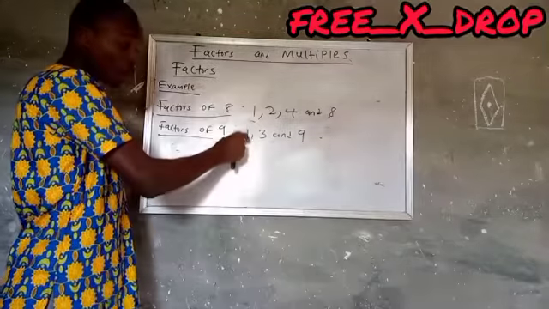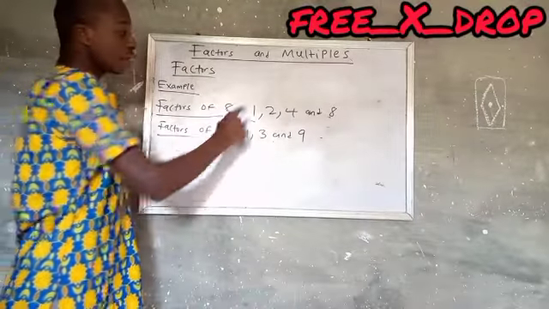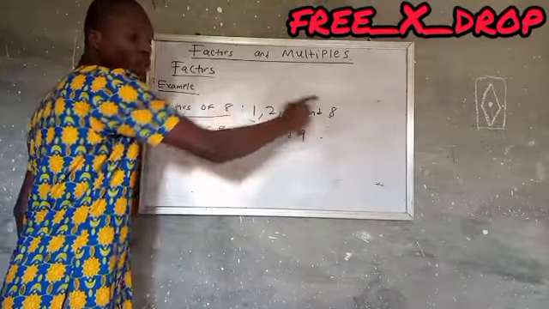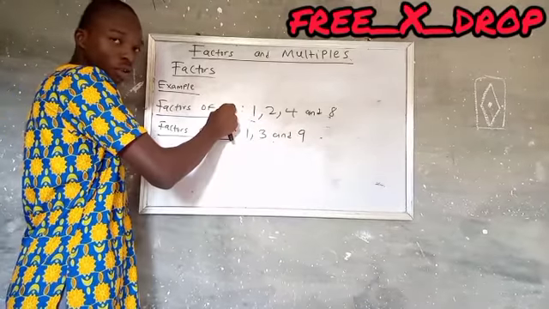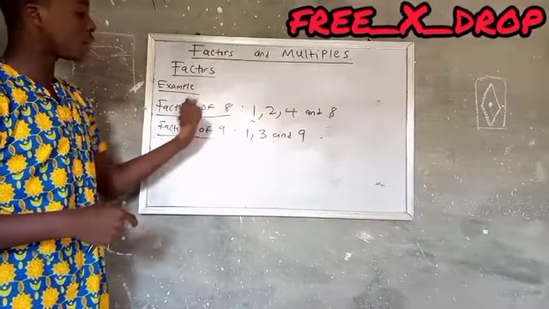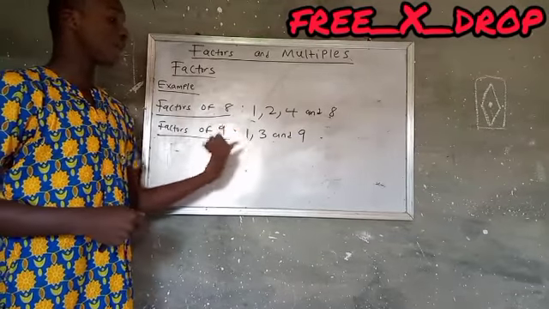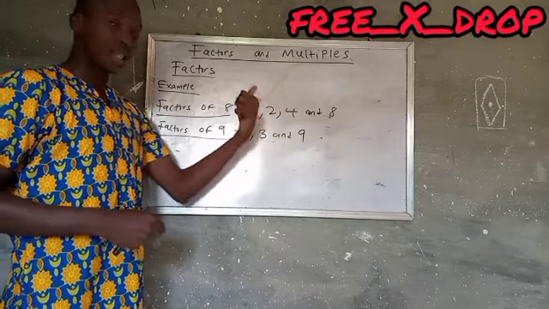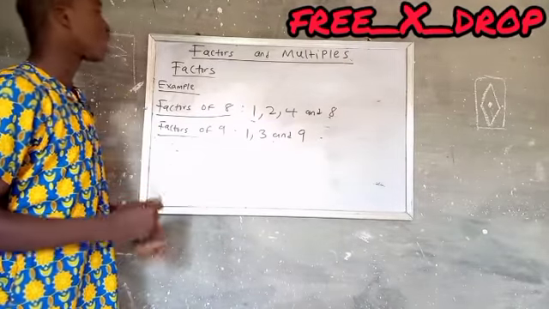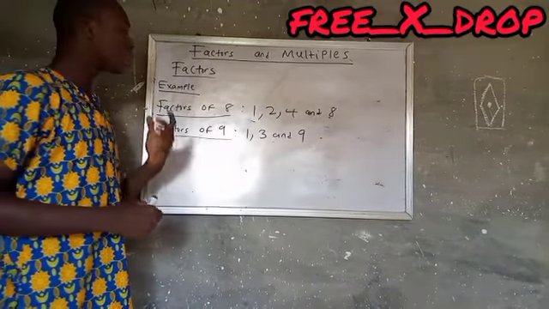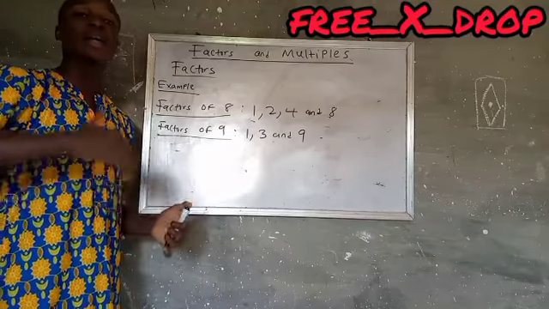The first number must be 1. 1 can divide all numbers. First number is 1, and the last number must be the number you are solving for. So now, they say find the factors of 8: 1, 2, 4, and 8. Factors of 9: 1, 3, and 9. I hope you get that one. Again, factors are the numbers which can divide a particular number.